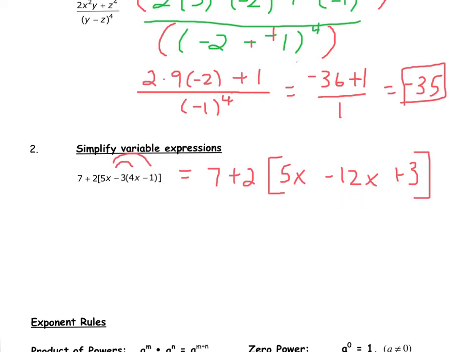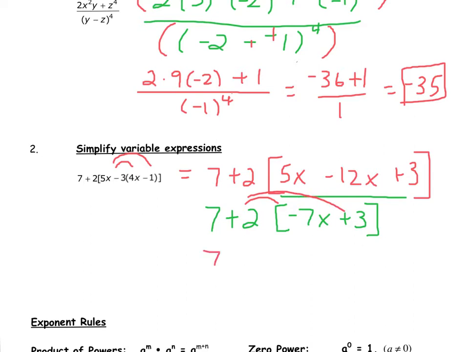So I think I'm going to come back here and I'm going to finish up going back through that parenthesis. Again, don't do the 7 plus the 2. Finish up inside your parenthesis, negative 7x plus 3. And then finally, the multiplication has to come back, and it has to follow before you do the addition. So 7 plus negative 14x plus 6, and then finally you're done. Negative 14x plus 13.